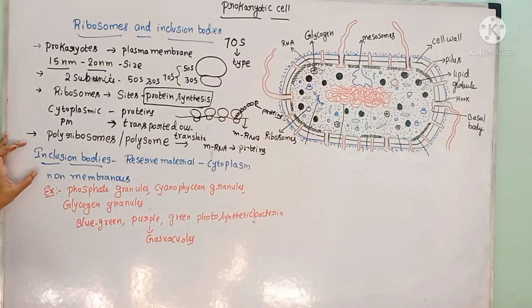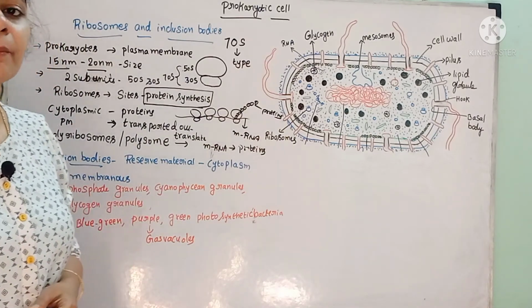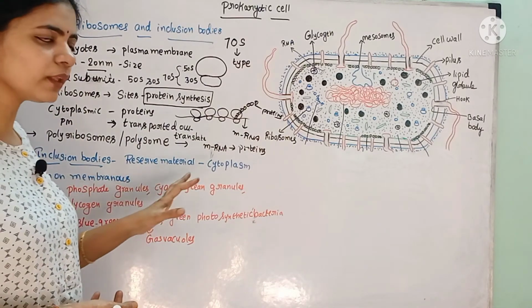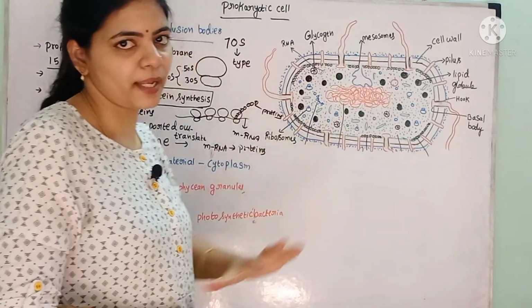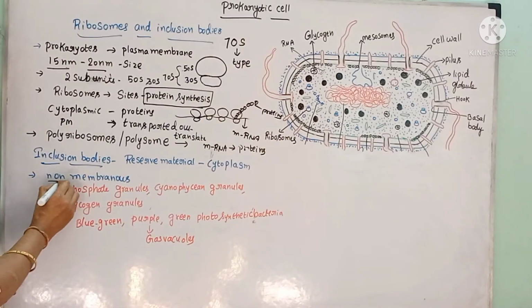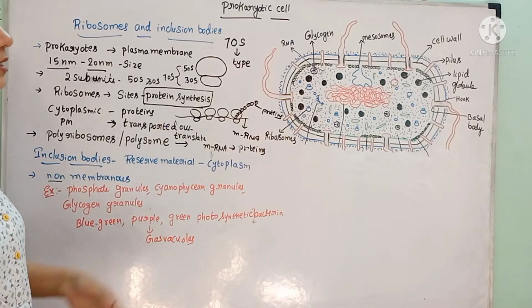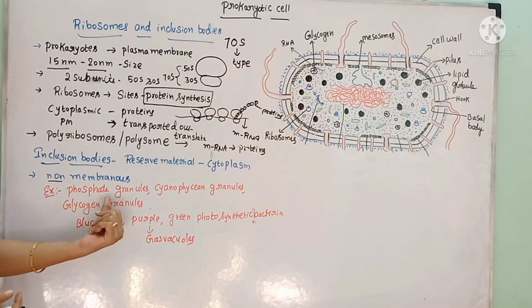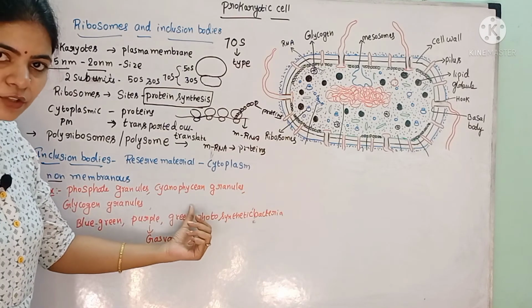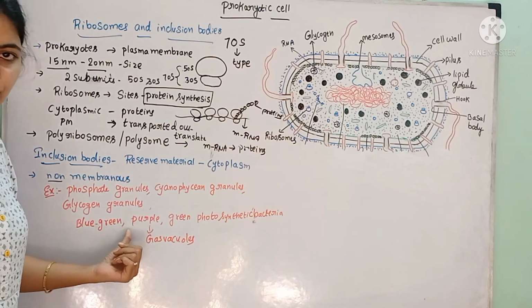And the next one is inclusion bodies. These inclusion bodies are nothing but the reserve food materials present in prokaryotic cells, freely present in the cytoplasm. They are not covered by any membrane, hence they are non-membranous structures. These reserve materials may be of different types. Some are phosphate granules, some are cyanophycin granules, and glycogen granules. All these are examples of inclusion bodies.